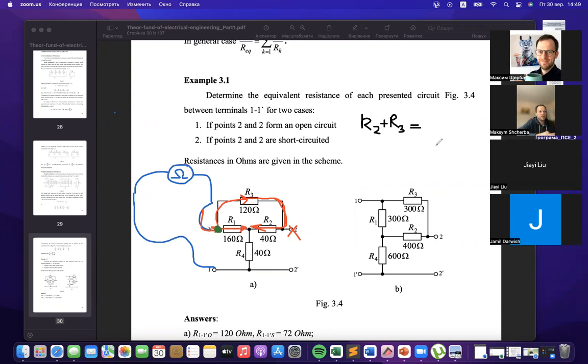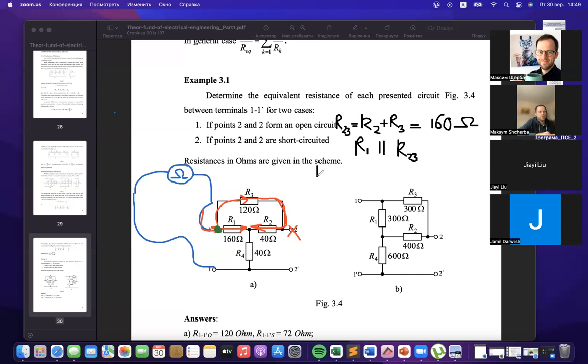It is 160 ohms, and it is parallel to 160. Let it be called R23, the total resistivity. And this R23 is parallel to R1.